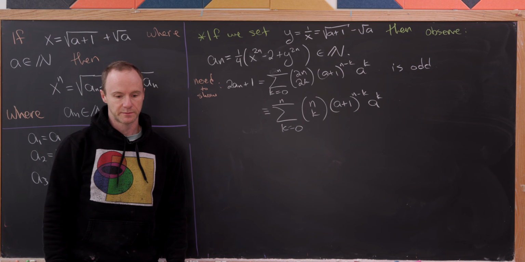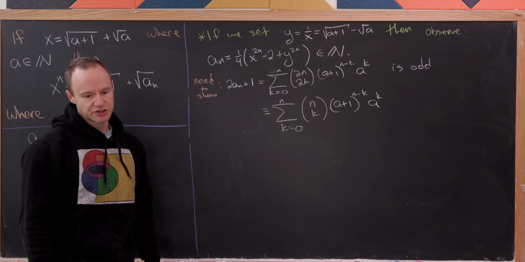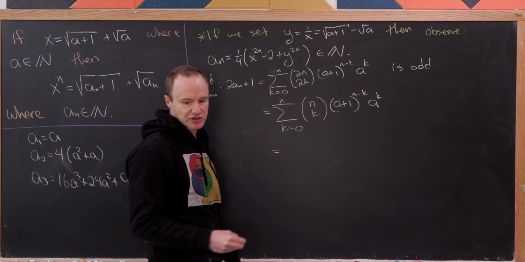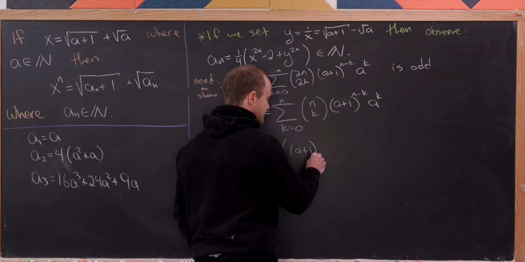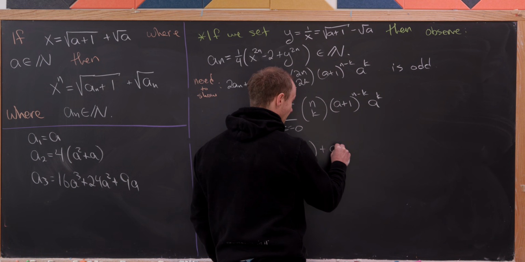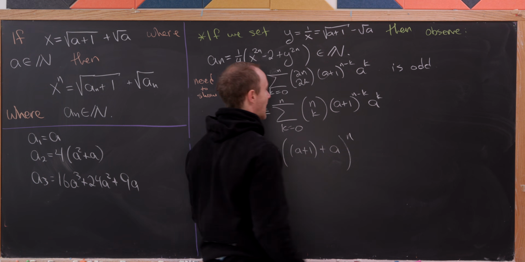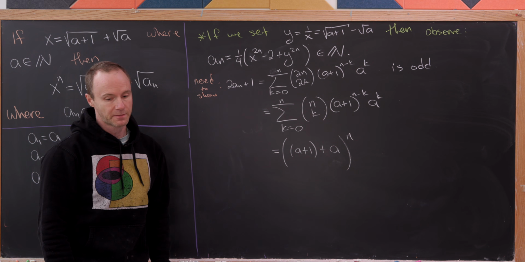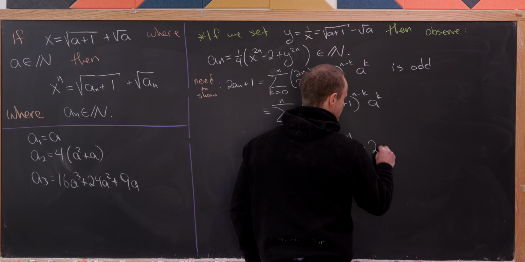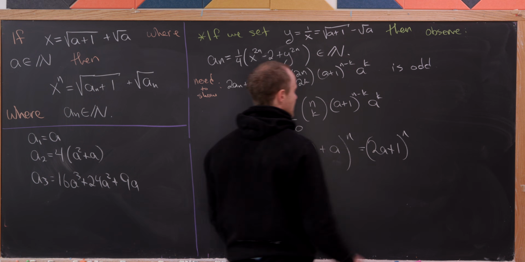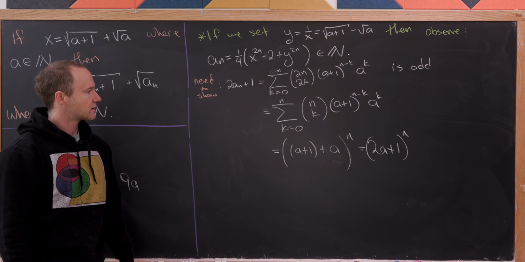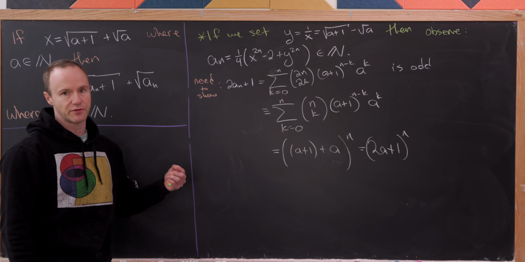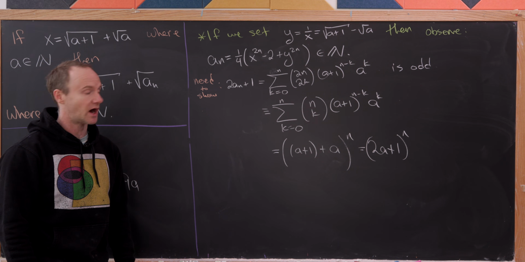Okay, good. But now I'd like to observe that we have essentially an expansion here. And this is the expansion of the following thing. We've got a plus 1 plus a raised to the n power. Notice that this is like our a plus 1 to the n minus k and our a to the k. But observe that that's exactly 2 times a plus 1 raised to the n power. But let's observe that that's most definitely odd because a was a natural number, so 2a plus 1 is odd. If you raise it to the n power, you get something that is odd.